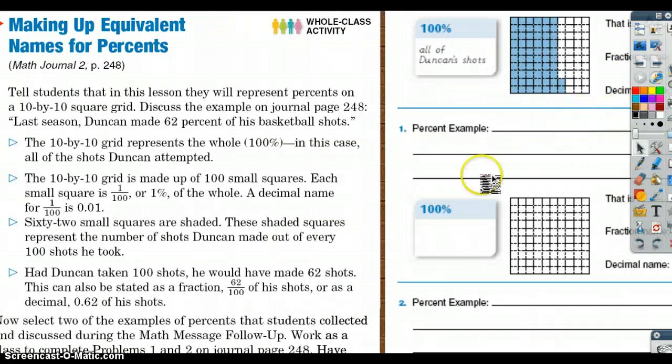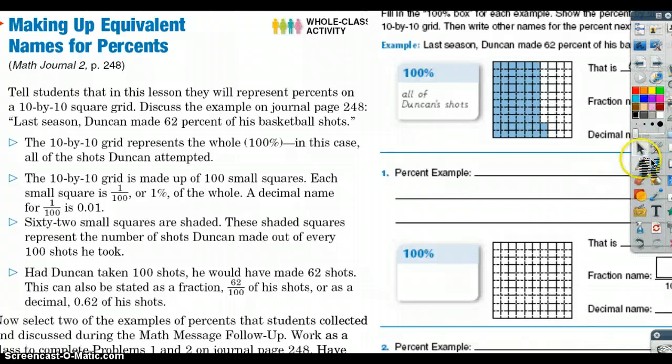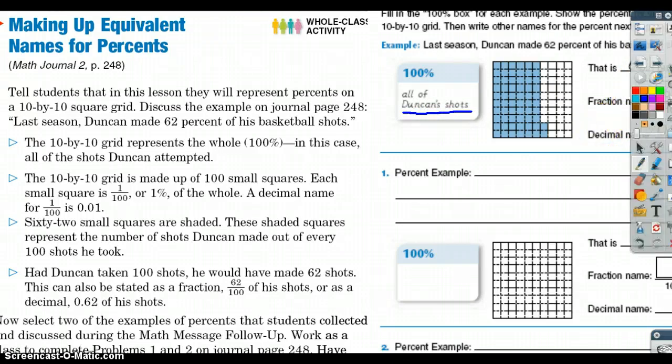In this lesson, you will represent percents on a 10 by 10 square grid. The sample on page 248: last season, Duncan made 62% of his basketball shots. So if we look at the sheet here, all of Duncan's shots would be 100%. The 10 by 10 grid is made up of 100 small squares. Each small square is 1/100th or 1%, and a decimal name for that 1/100th is 0.01.